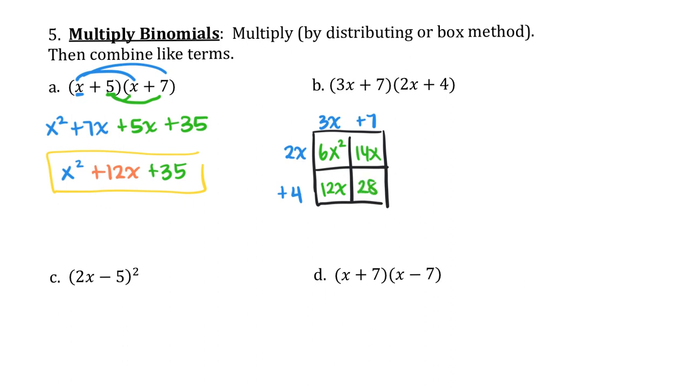Okay, now I'm still going to combine like terms. So the 6x to the second is fine. I have a 14x and a 12x, so I'm going to add them up and get 26x. And I still have the positive 28 at the end. And you normally put it in standard form.